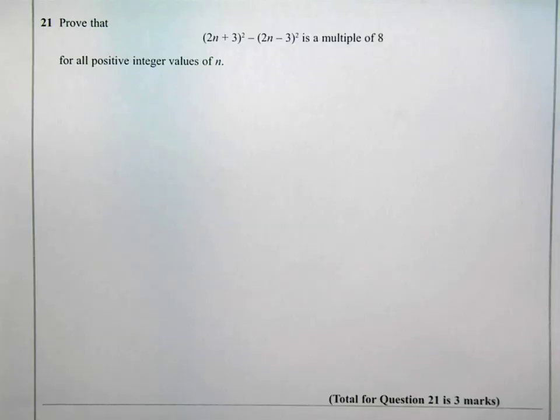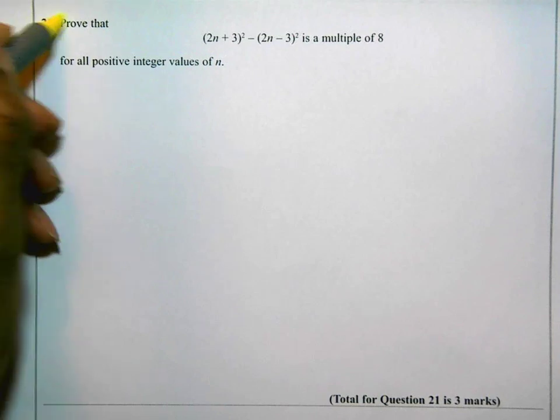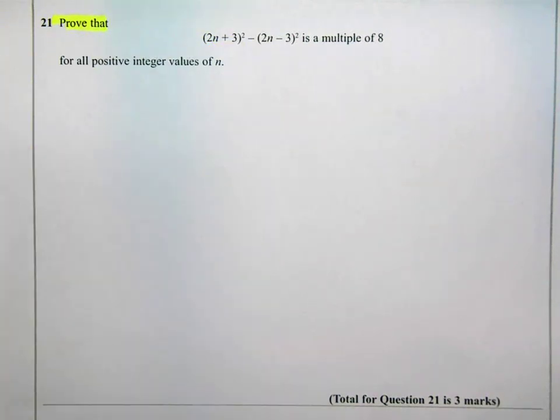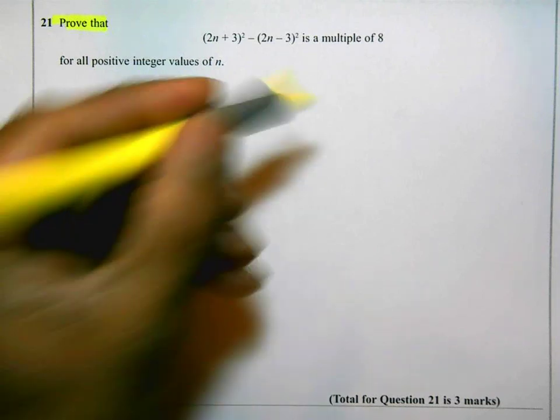This is question 21, which is a proof question. They want you to prove that (2n + 3) all squared minus (2n - 3) all squared is a multiple of 8.